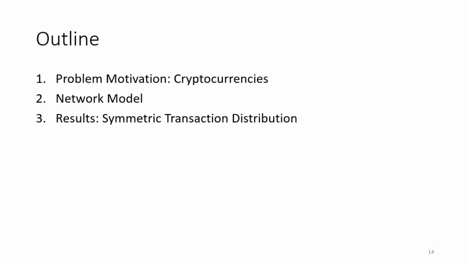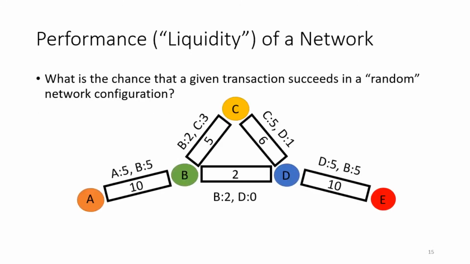The last thing to formalize about this network model is what do we actually mean by performance? Intuitively, we'd like to capture a notion of the chance that some transaction succeeds in a so-called random network configuration. There are many ways to define this model, but they all work out to be roughly the same. So consider this simple example.